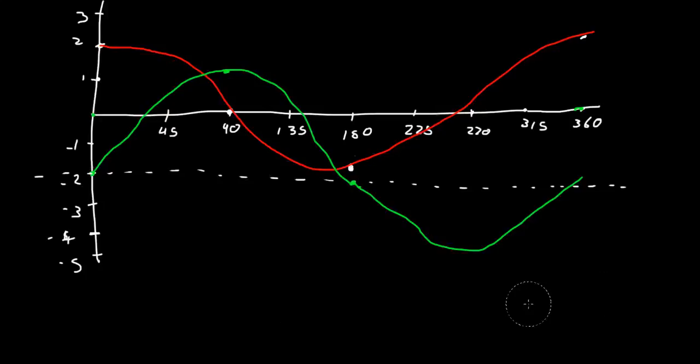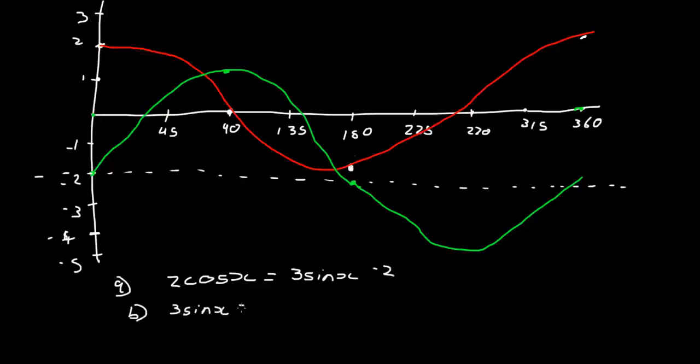There we go. And let's switch back to a pen. And we're going to write in white. Okay, so now they say solve the following equations. A, 2 cos x equals 3 sine x minus 2, and B, solve 3 sine x equals 1,5.